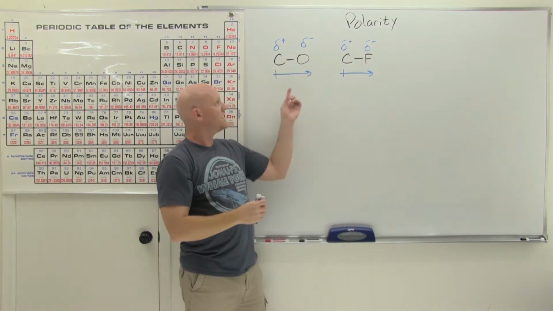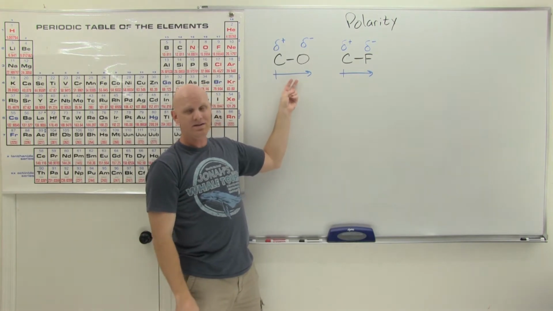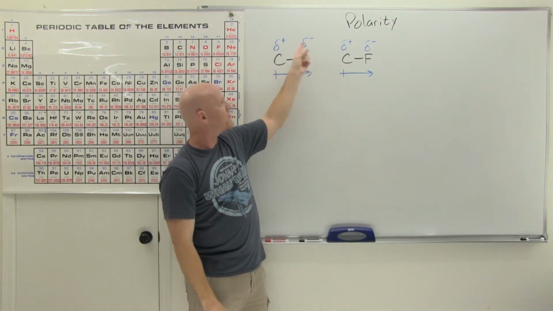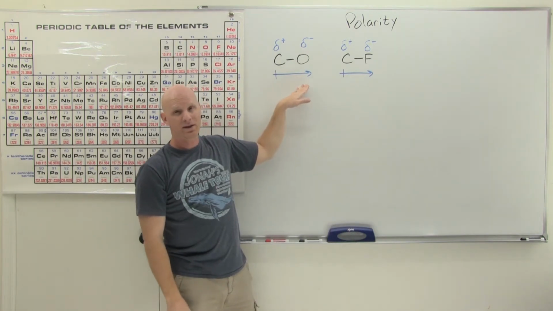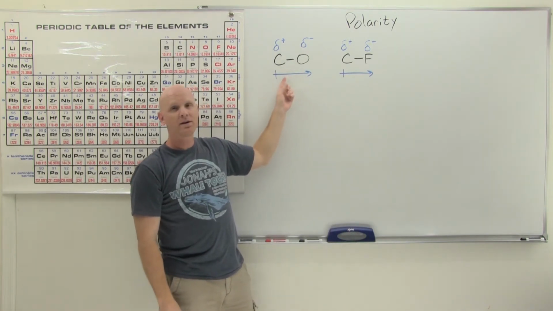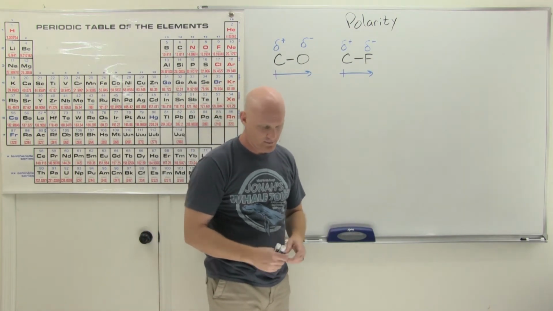And so these are representing the bond dipole, and you can represent it either one of these ways, either with an arrow to represent the bond dipole or by drawing out the actual partial plus and partial minus. But what we'll see when we talk about molecular polarity is that drawing these individual bond dipoles with the arrows is super handy, as we'll see just a little bit.